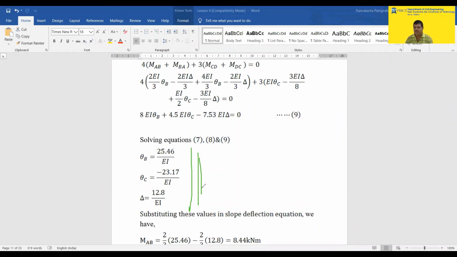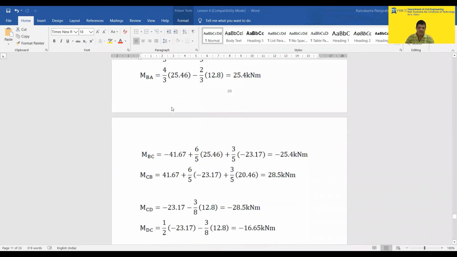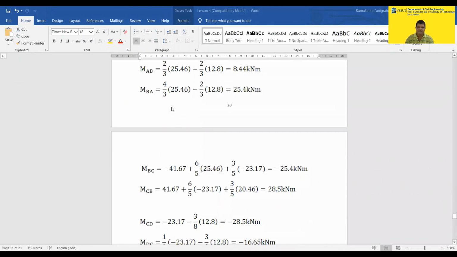It is obvious that when there is a sway problem, it is time taking. There are 3 simple equations you have to solve. The problem is lengthier than the non-sway problems and the beam problems. So calculate the values of theta B, theta C, and delta. And once you find theta B, theta C, delta, then put them in equations 1 to 6 to find the values of MAB, MBA, MBC, MCB, MCD, and MDC.